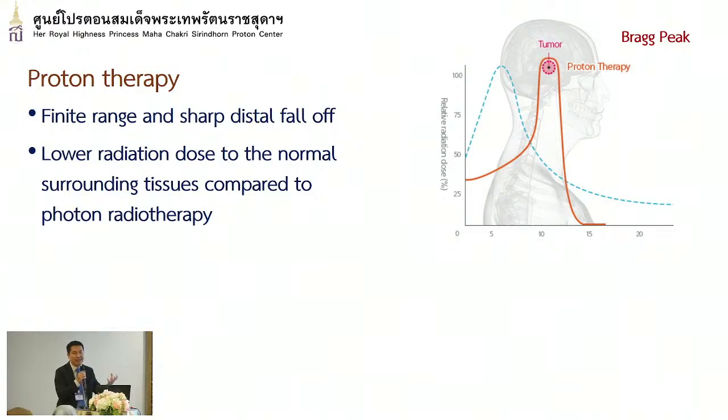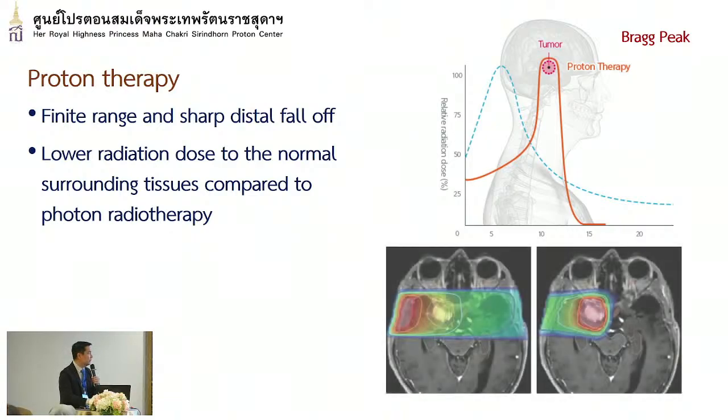We maximize the radiation dose to the target, that means the tumor, while lowering the radiation dose to the surrounding normal organs. That should give the lowest complications for the patient. That is the concept of the treatment, and the physical property of proton therapy is the good thing that we can use for the treatment.